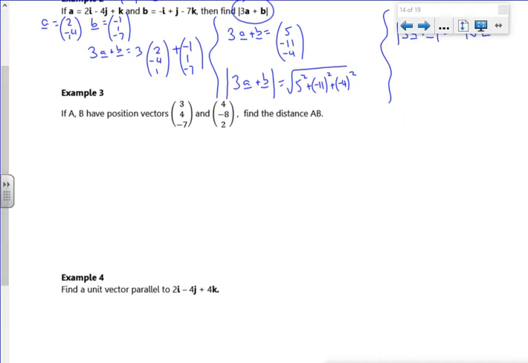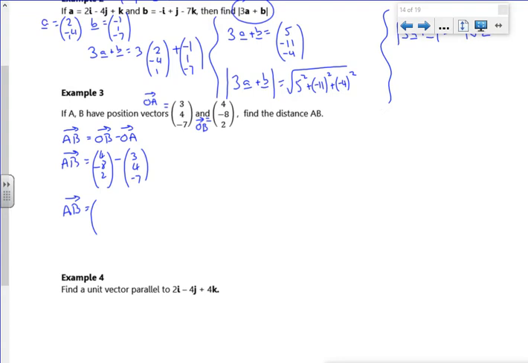So look at example three then. Example three says A and B have got those position vectors. So I know that that is OA, I know that that is OB. So AB, first of all, is second letter take first letter. So A to B is (4 minus 3, minus 8 minus 4, 2 minus minus 7). So 4 take 3 is 1, minus 8 take 4 is minus 12, 2 take minus 7 is 9.